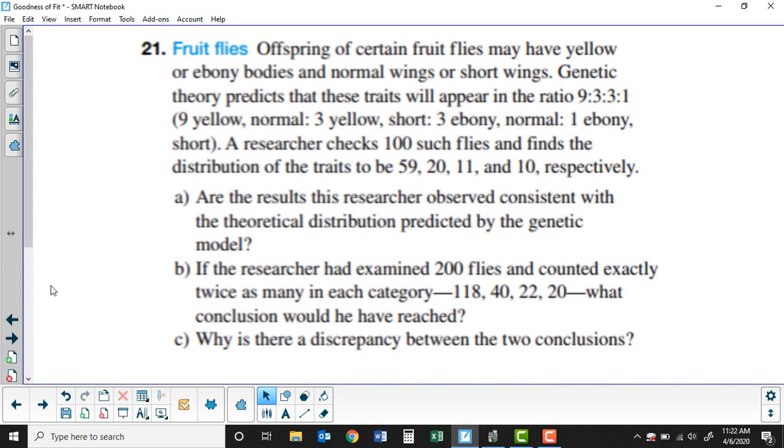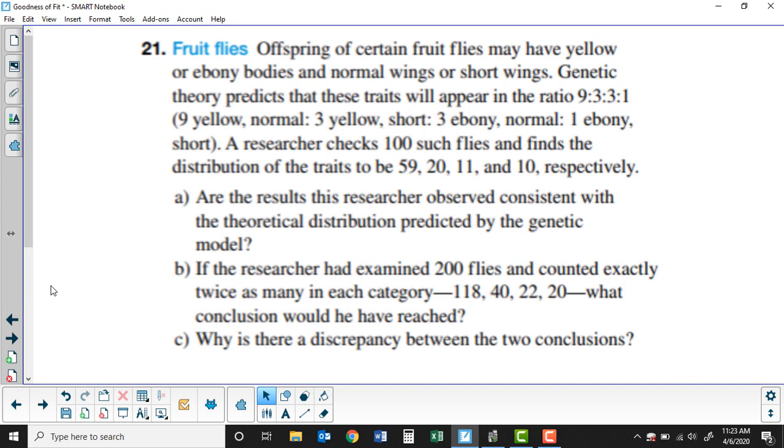Offspring of certain fruit flies may have yellow or ebony bodies. Ebony is black, for those of you guys that don't know that. And normal wings or short wings. Genetic theory predicts that these traits will appear in the ratio of 9 to 3 to 3 to 1. In other words, 9 yellow normal, 3 yellow short, 3 ebony normal, and 1 ebony short. A researcher checks 100 such flies and finds the distribution of the traits to be 59, 20, 11, and 10, respectively. Are the results this researcher observed consistent with the theoretical distribution predicted by the genetic model?